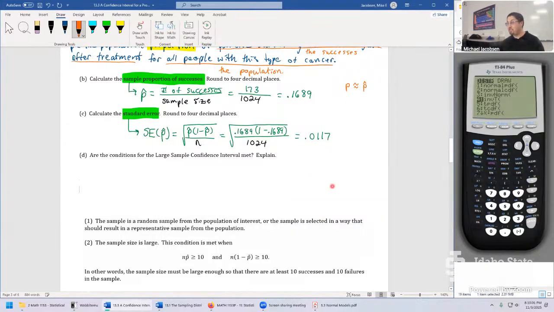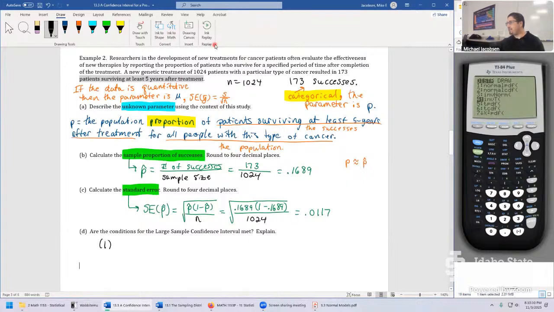So let's check those two conditions, the ones we can actually see in the problem. Condition one is randomization. But the wording on this changed a little bit from when we looked at this very similar problem in the last section. Researchers in the development of new treatment of cancer patients evaluate effectiveness of new therapies by reporting proportions of patients who survived a specified period of time after completion of the treatment. A new treatment of 1,024 patients with a type of cancer resulted in 173 patients surviving 5 years. So after reading it again, nothing here said it was a random sample.